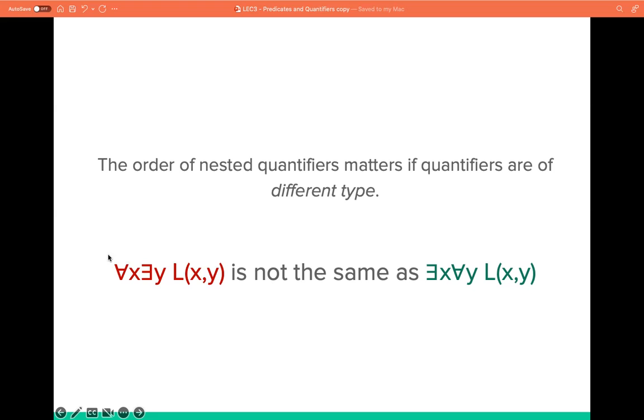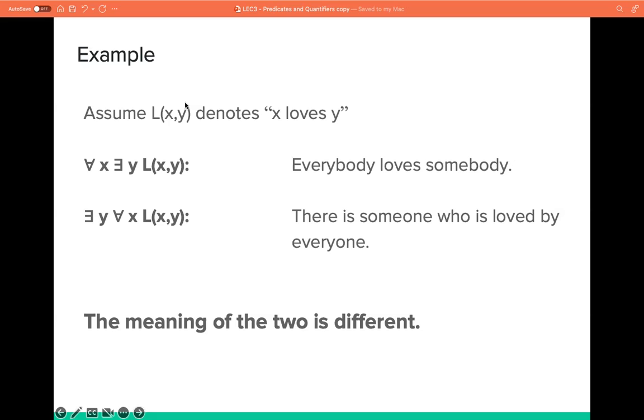For example, for all x there exists y such that L of xy is not the same as there exists x for all y, L of xy. Assuming we have the predicate L of xy denoting x loves y, the statement for all x there exists y, L of xy may be expressed as everybody loves somebody.